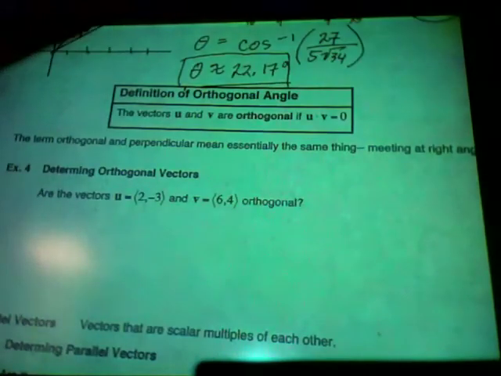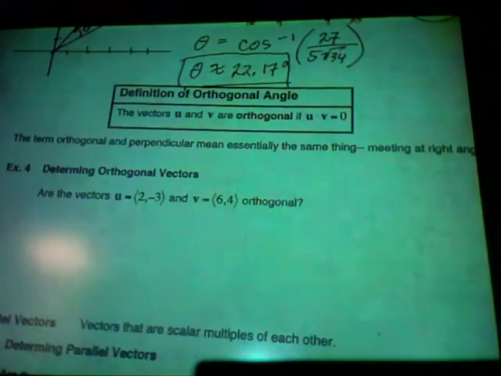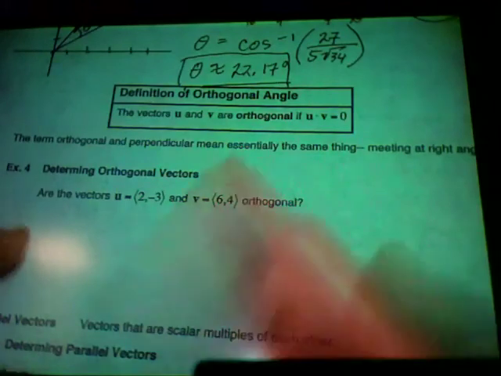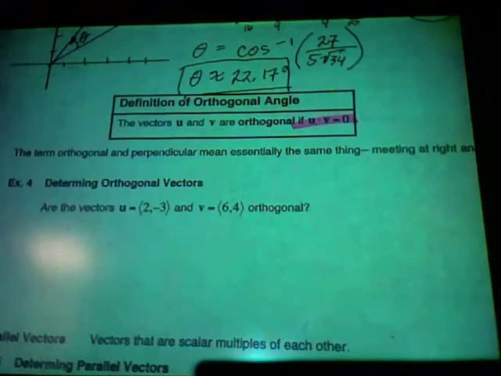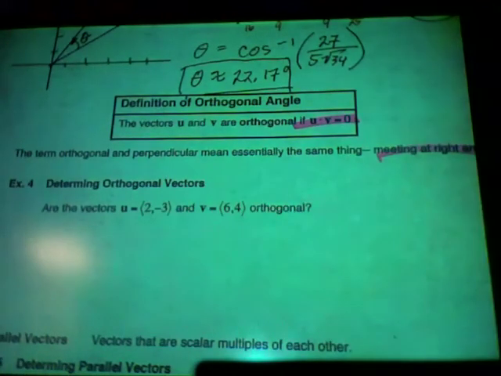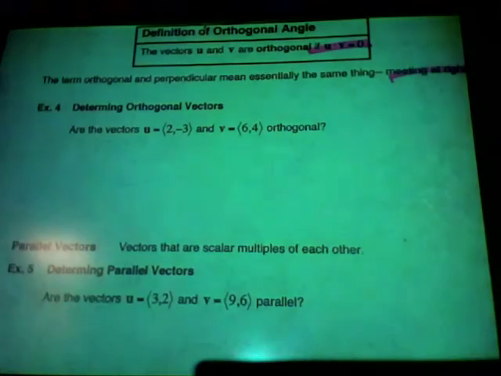all right, then we have to talk about what's called an orthogonal angle. It's a very lovely word. All it means is two vectors are orthogonal if and only if their dot product is 0, and if their dot product is 0, those angles will meet at right angles. So look at what we have to do here. Are the vectors u and v orthogonal?